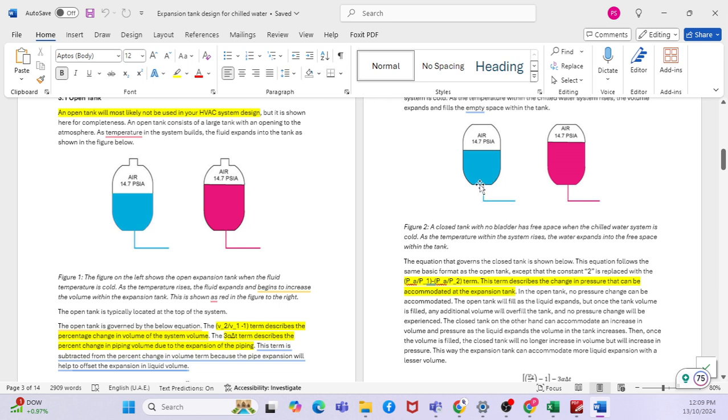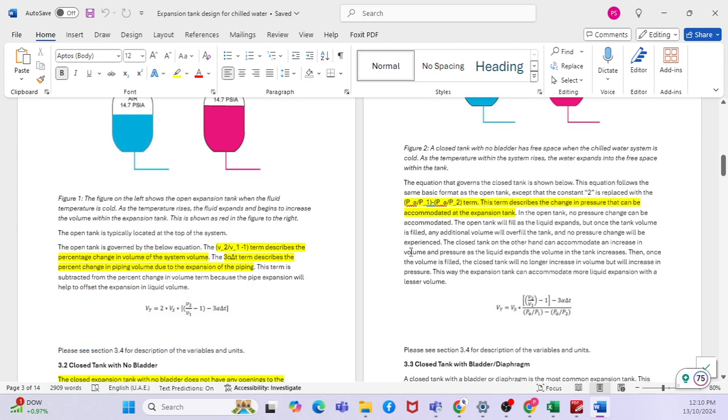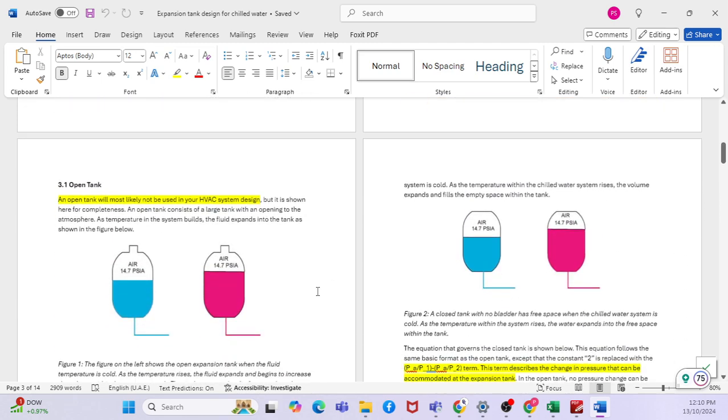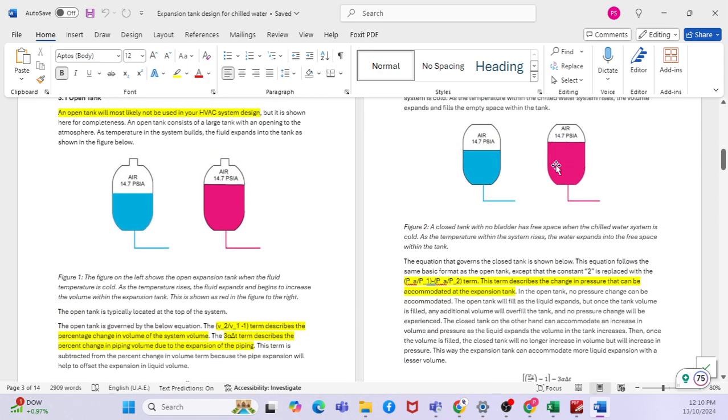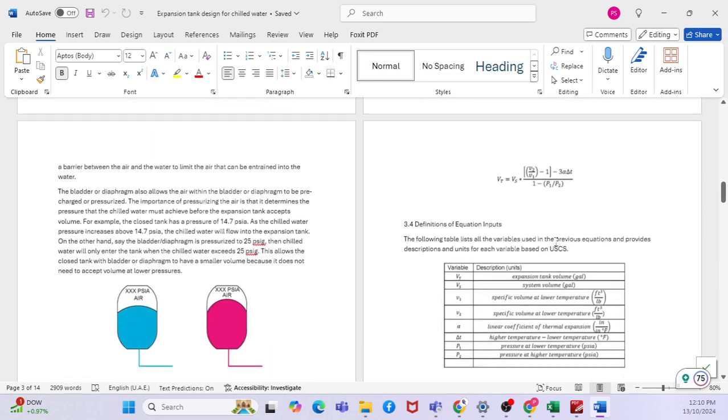Okay, so it is a pre-charged diaphragm basically, if you go with the manufacturer, right? So this is one of the types, the open tank. The second one is the closed tank with no bladder, and the third one will be with the diaphragm. So that is the third type.